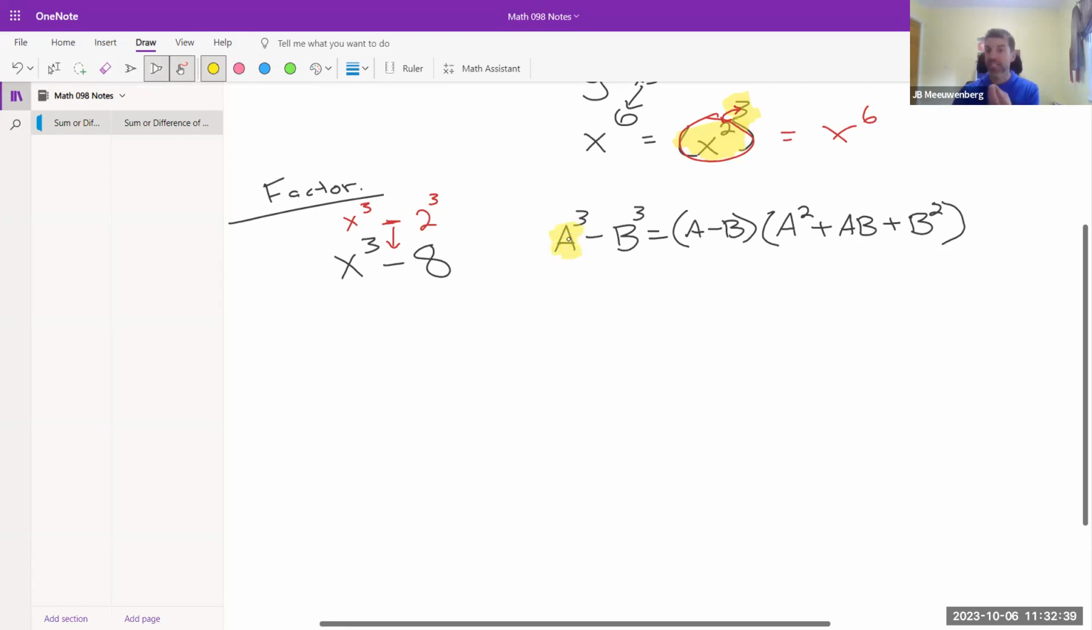A is the base of the first term. It's the thing being cubed. In our example, it's the x. So you look at this formula and you would replace all of these a's with an x. And then we look at the b term. In this example, b is 2. B is the thing being cubed to give us this 8. So in each of these cases, we would put a 2 where these b's are. And so when we factor it, it looks like this.